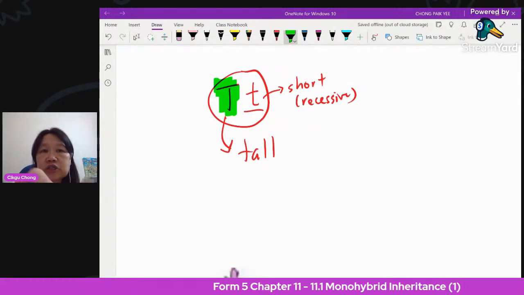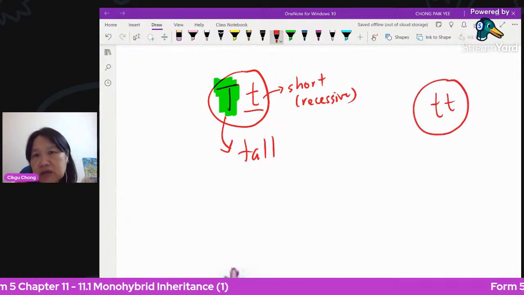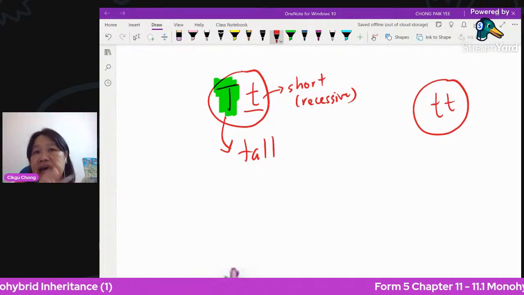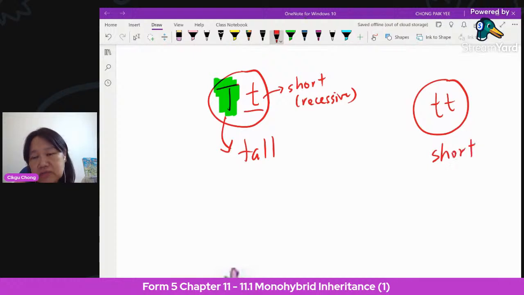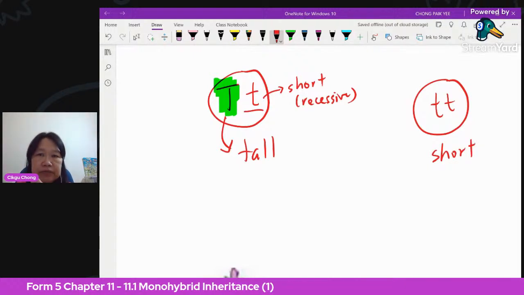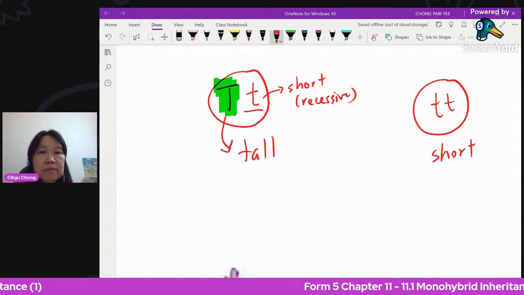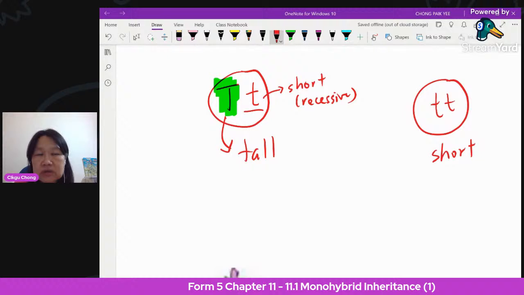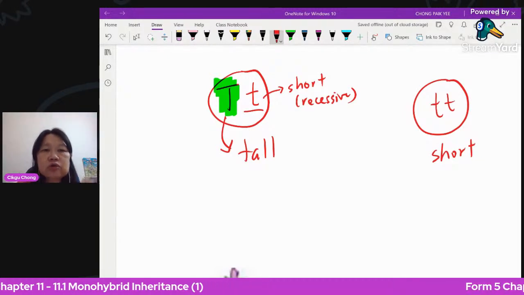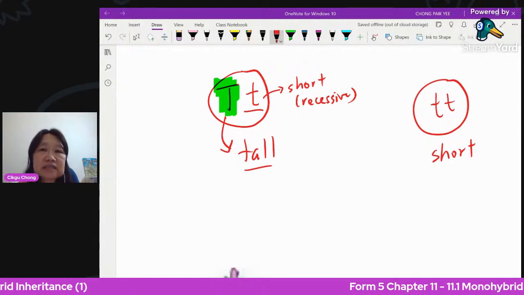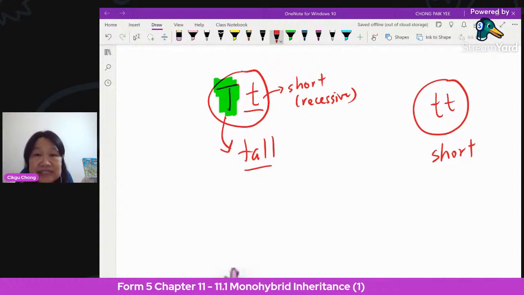In order to show the short, it has to be two recessive genes. If two recessive alleles exist together in the organism, now this one will be short. Do you understand? You need to have two copies of the recessive allele in order to show the feature. But for the dominant allele, you don't need two. You just need one. It is strong enough to show the feature. So that's the difference between a dominant allele and a recessive allele.